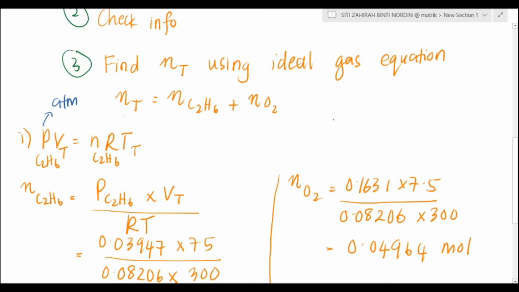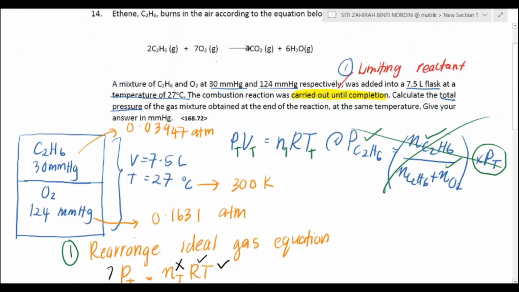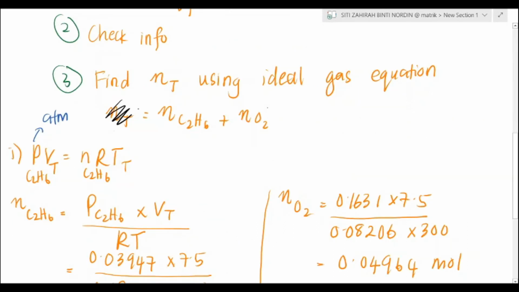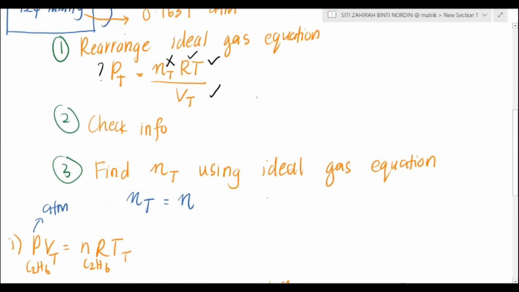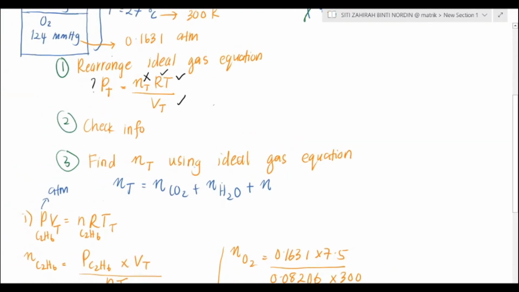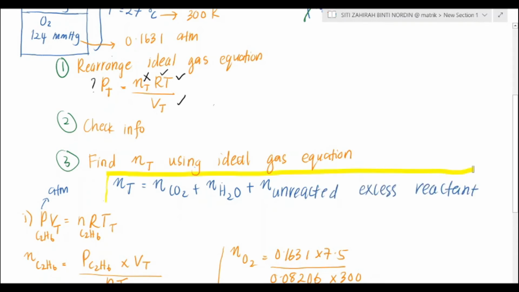Alright class, I forgot one thing. Okay, we are discussing a limiting reactant question, right? So your mole total, at the end of your product, sorry, this is not your mole total. Your mole total, sorry, my mistake, would be the mole of product, which is CO2 and water. And okay, remember that we have excess reactant, which is not completed at the end of the reaction. So you need to find the mole of excess. Oh, sorry, mole of unreacted excess reactant. Okay, so this is our mole total.